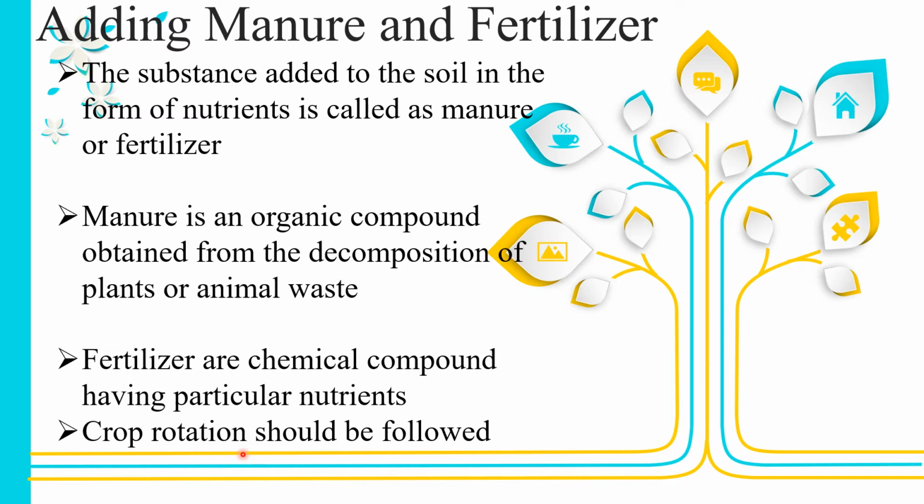crop rotation. Why? Because non-leguminous plants will only absorb nitrogen from the soil. After harvesting that non-leguminous plant, if you plant a leguminous crop, it will fix the nitrogen back to the soil, and hence the nitrogen which was absorbed by another crop has now been naturally fixed back to the soil, and that is why crop rotation is also a best method that we can follow in order to ensure the fertility of the soil.